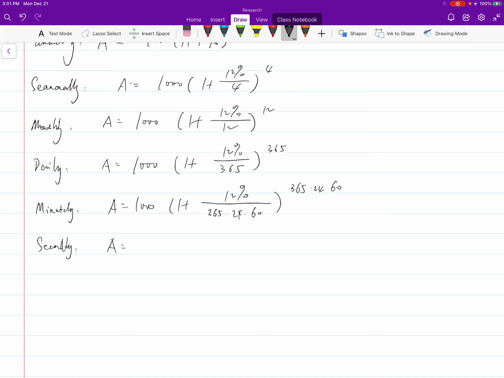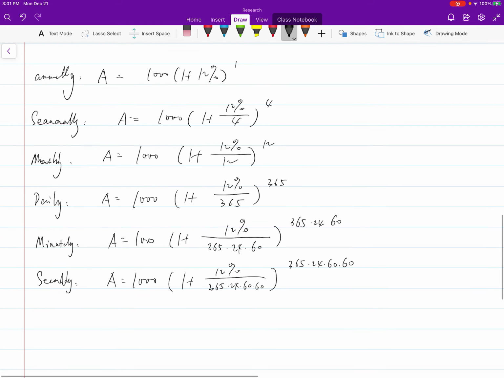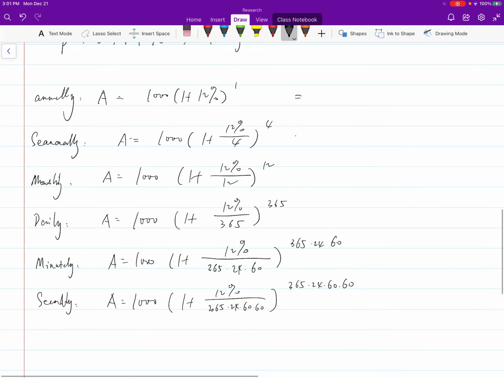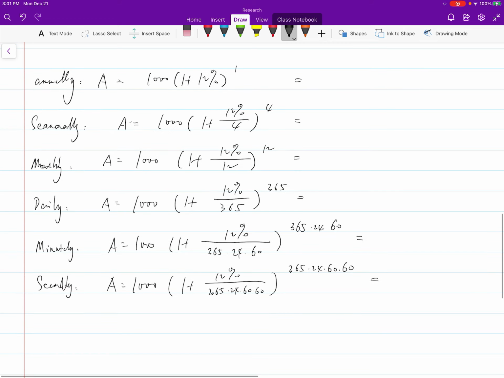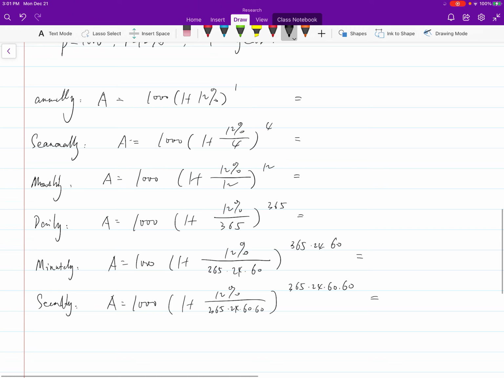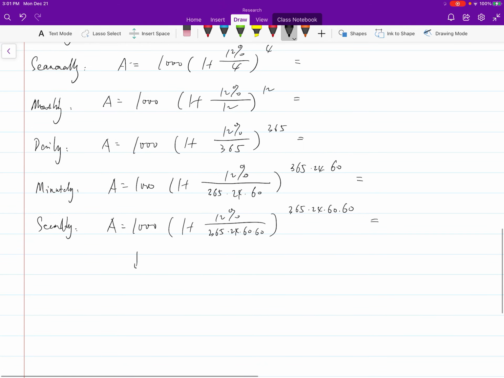Okay. Secondly, you basically take every number you got before for minute times another 60. That's how much you're going to gain in 1 year. And what did we say? We said the more times you compound, the more money you're going to make. So these numbers just keep getting bigger. Question. Where is this one going?